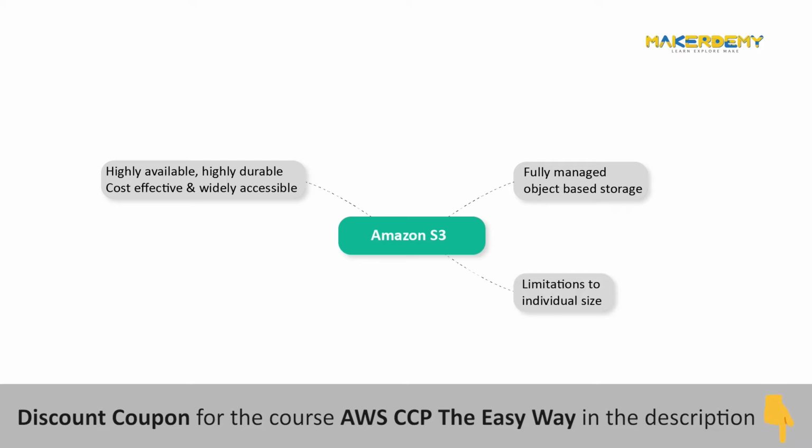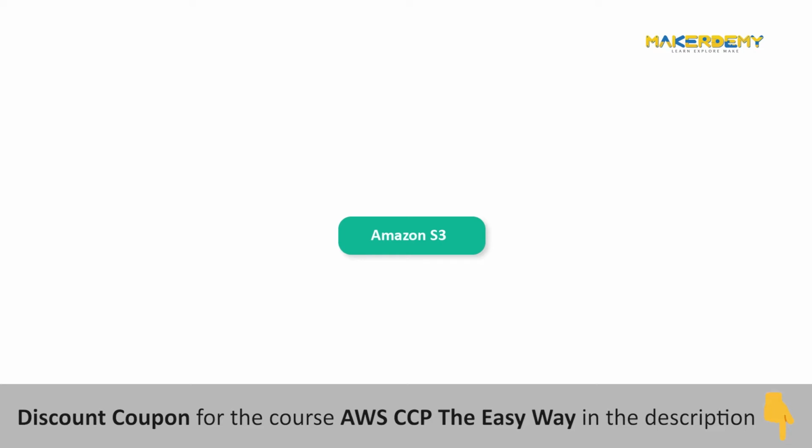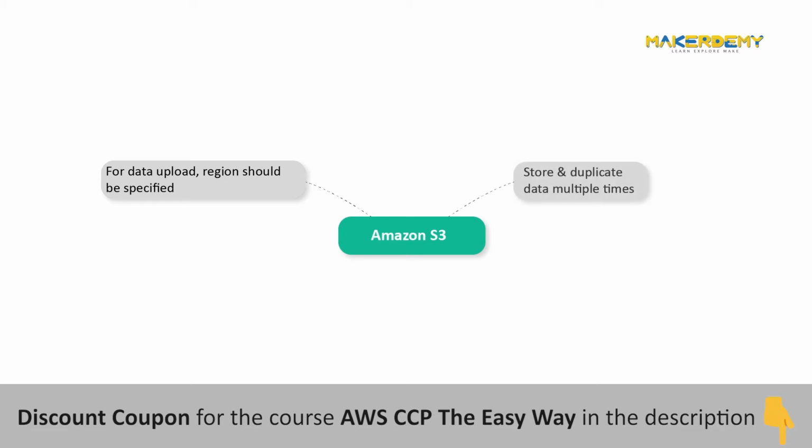There are limitations to the individual size of a single file that it can support. The smallest file size that it supports is 0 bytes, and the largest file size is 5 terabytes. When data is uploaded to S3, you should specify the regional location for that data to be placed in. On specifying a region for your data, Amazon S3 will then store and duplicate your uploaded data multiple times across multiple availability zones within that region to increase both its durability and availability.